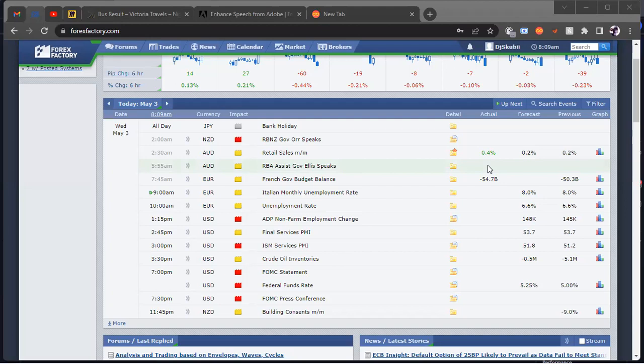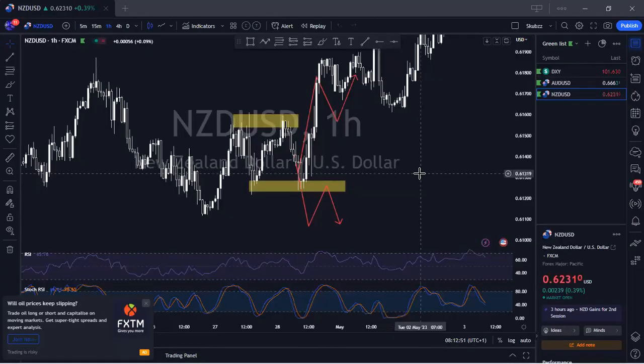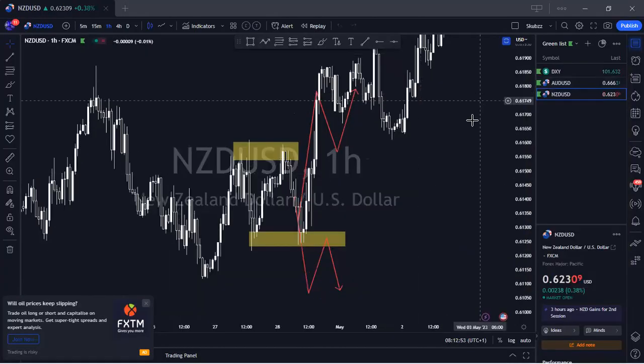So today, fundamental wise, we actually have high impact news by 1:15. We have another one by 7 p.m., FOMC. This is a very high impact news. We have ISM by 3 p.m. So today is actually going to be very interesting in the market. Let's jump on our charts and see what we can get.